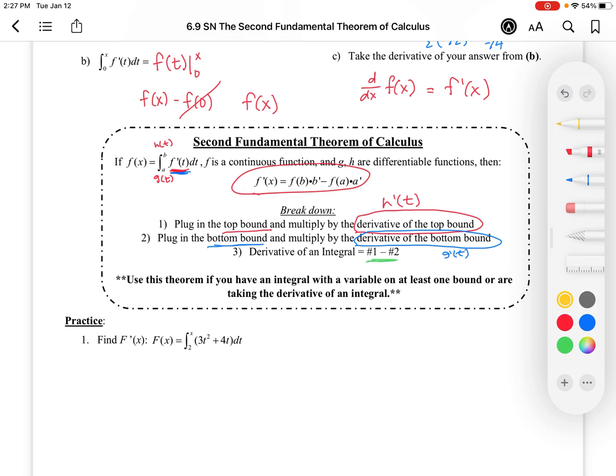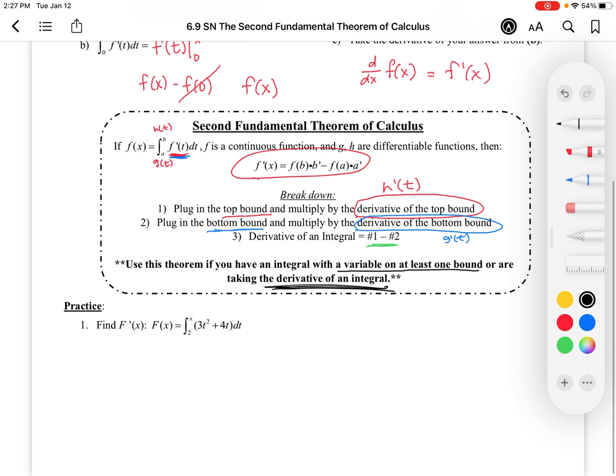So we use this theorem specifically when we have an integral that has a variable on at least one of the bounds, or if we're taking the derivative of an integral. That is why we use this theorem. So let's look at a practice problem right here.